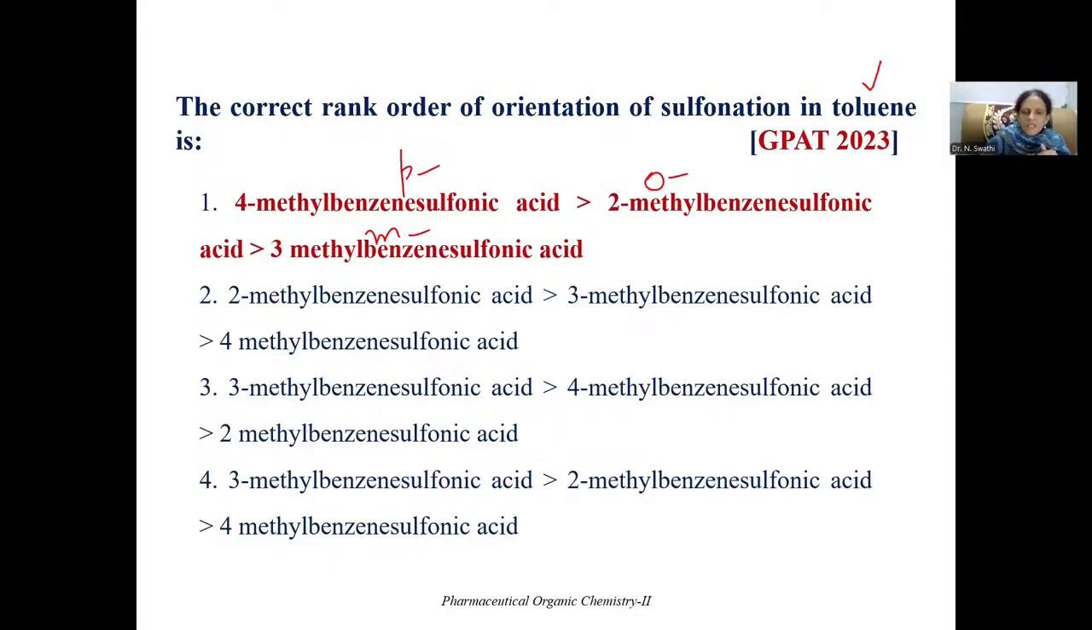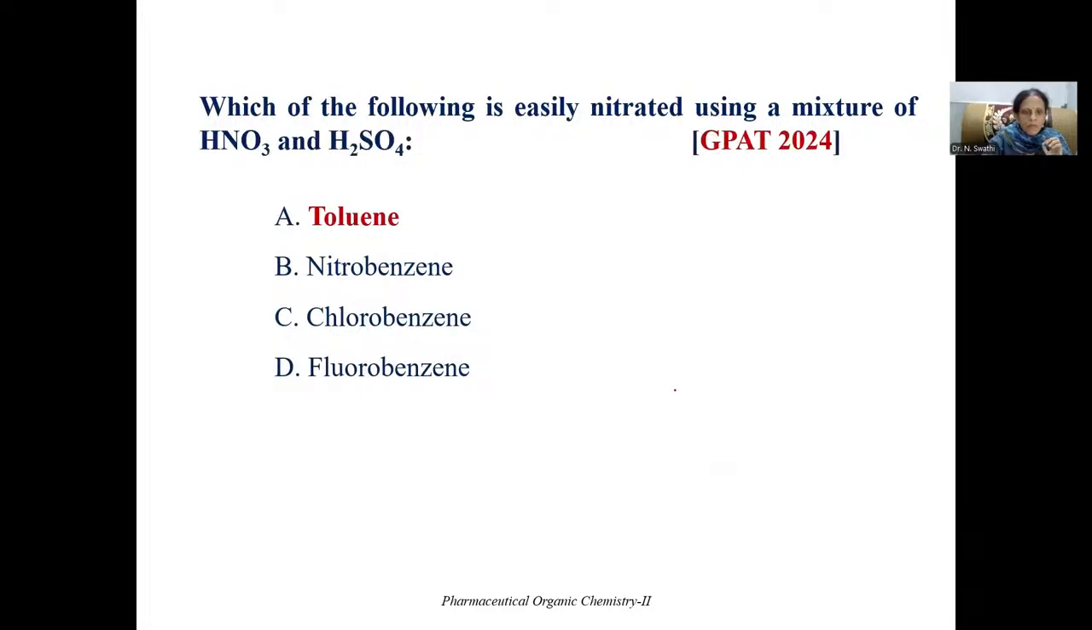Now in the GPAT 2023 question, they give numbers. That is the only difference. The benzene ring has been given numbering, and with respect to the numbers, the names of the products were given here. So this 4-methyl benzene sulfonic acid is nothing but the para isomer. 2-methyl benzene sulfonic acid is nothing but the ortho isomer, and 3-methyl benzene sulfonic acid is nothing but the meta isomer. In the toluene reaction, because the methyl group is an ortho-para directing group, we get ortho-para products predominantly. So the first option is the correct option. In that way, a small tweak has been made in the question. Otherwise it is also a one-way direct question.